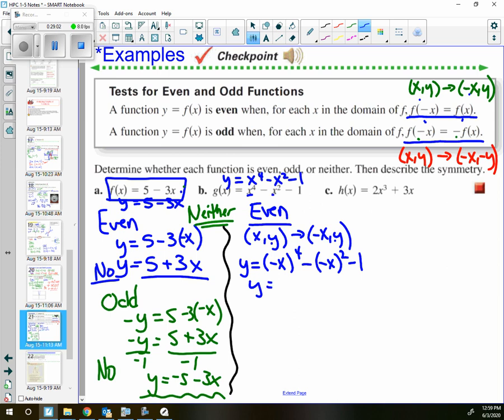So that would be positive x to the fourth minus positive x squared minus 1. Now my question is, is this y output exactly the same as the original? Yes. What that means is it is most definitely even. We're going to have that even symmetry. Just to double check, we need to check for odd as well. Usually if something's even, is it going to be odd as well? Maybe, but not always, and actually not most of the time, but it could be.